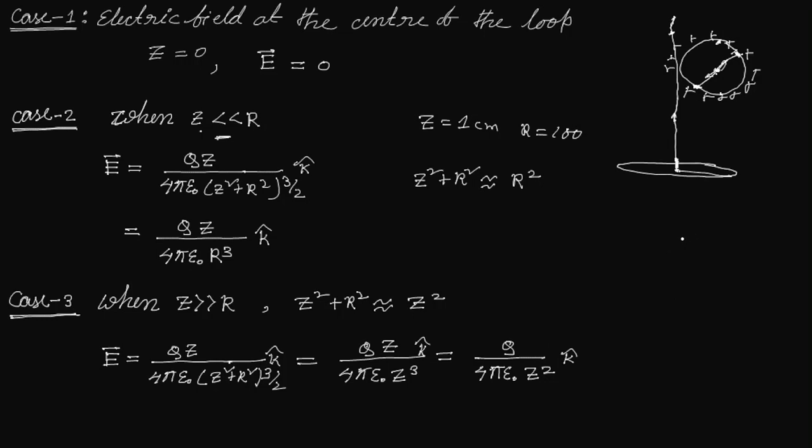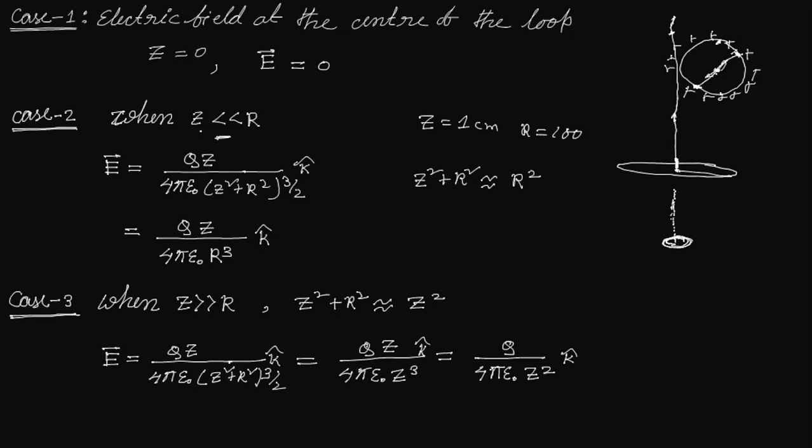You just put a circular loop somewhere in space, and if you travel on the axis, as you increase the distance, you will see this loop appears very small, and after a certain distance you will see it as almost a point. So that means the charge on the loop will also behave as a point charge, and that's why at large distance this electric field will vary like a point charge. Okay.